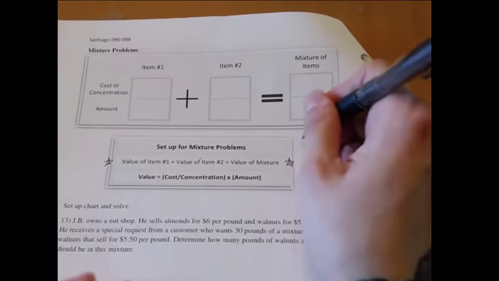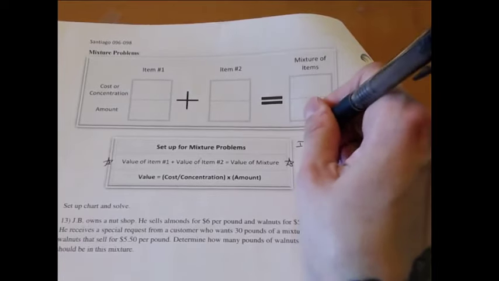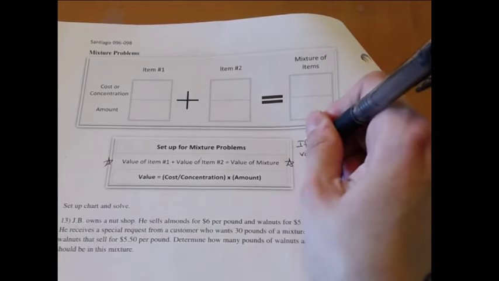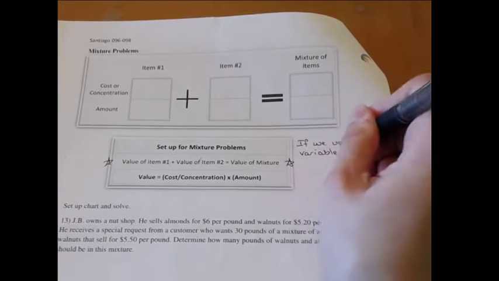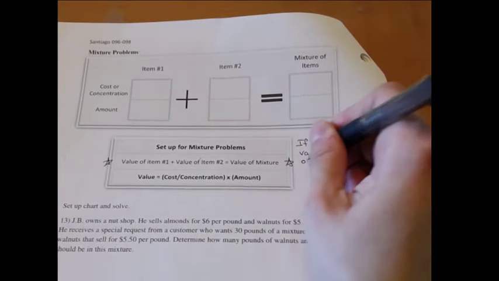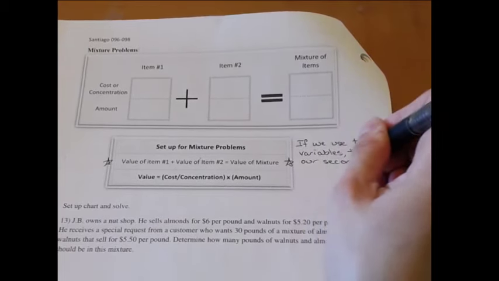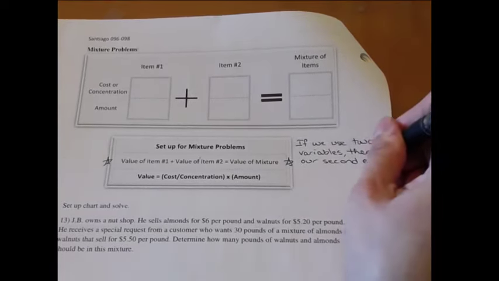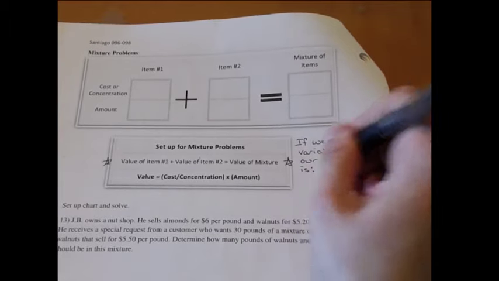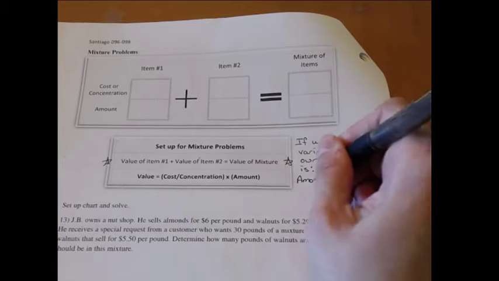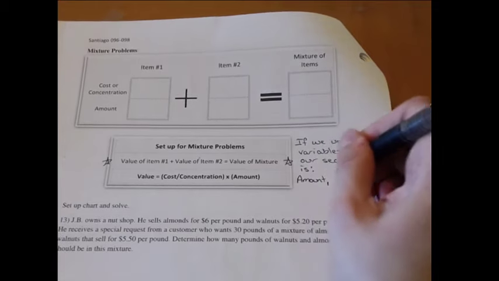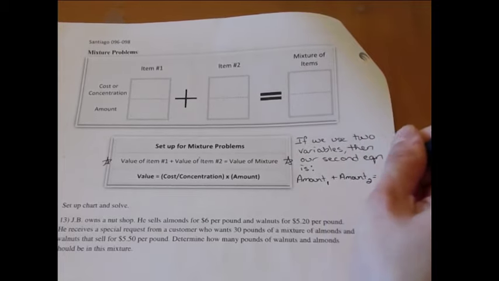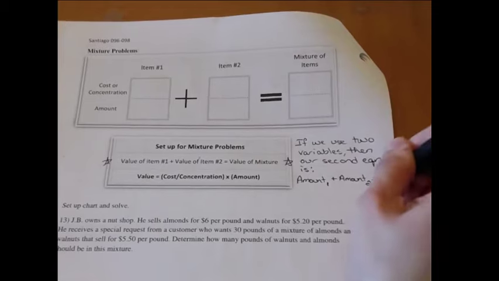Now, if we choose, and we are going to do this more often than not, to use two variables, then our second equation, because we need 2 equations, right? 2 equations with 2 unknowns. Then our second equation is the amount of the first item plus the amount of the second item equals total amount.